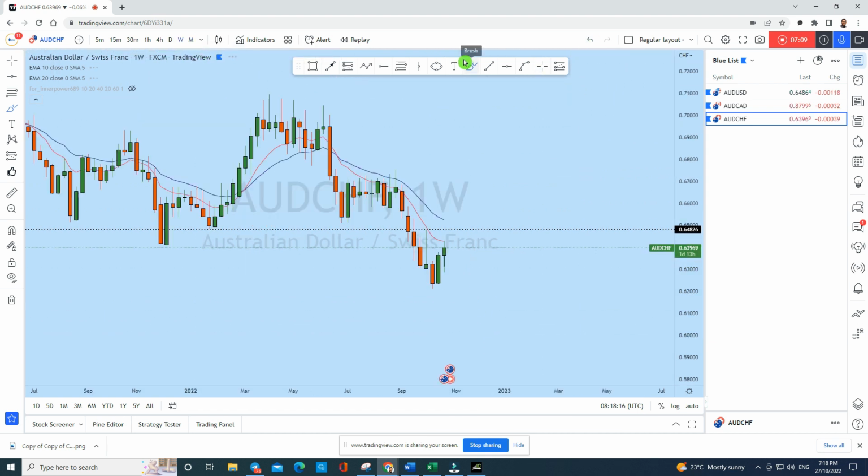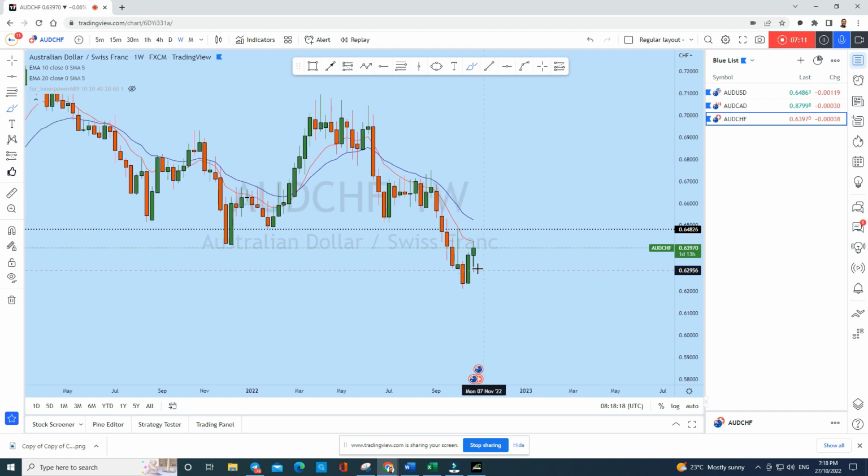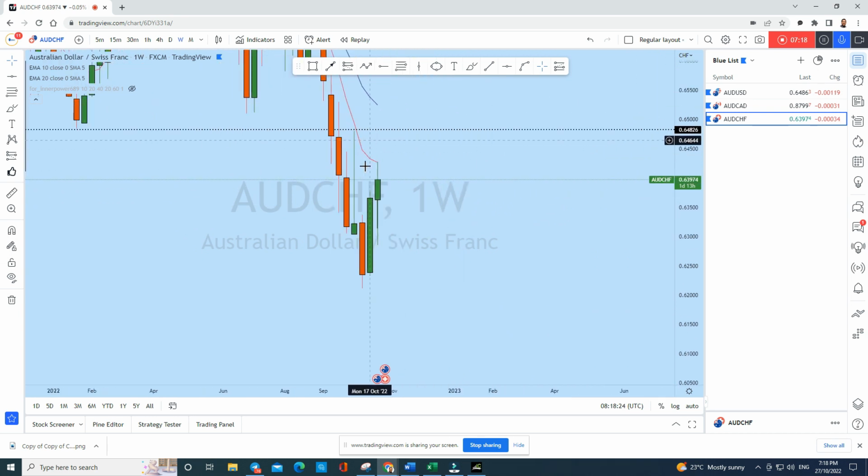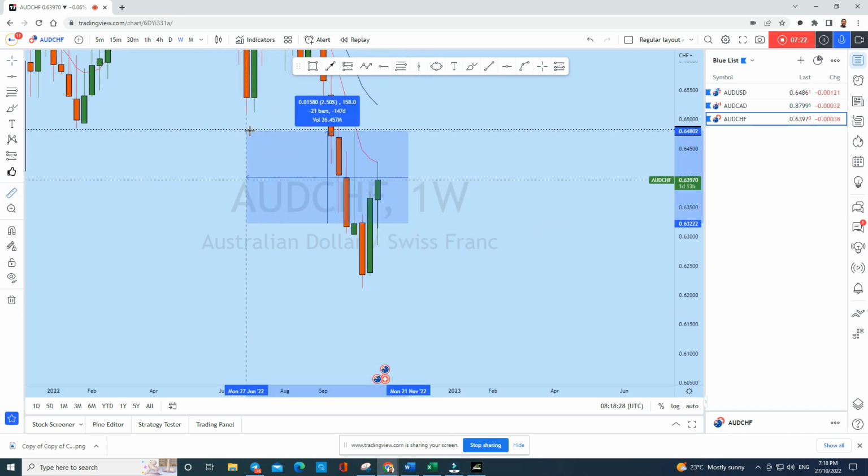Now looking at the weekly time frame, we see that there is a long doji here. The price went to this zone around half of this doji. If we see how far it has reached, we see that the price exactly retraced 50% of this doji, which is in fact a liquidity grab, and we see now the price is rejecting to the downside.